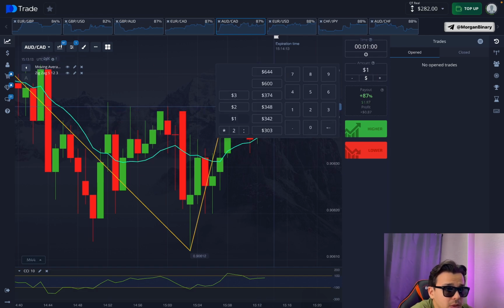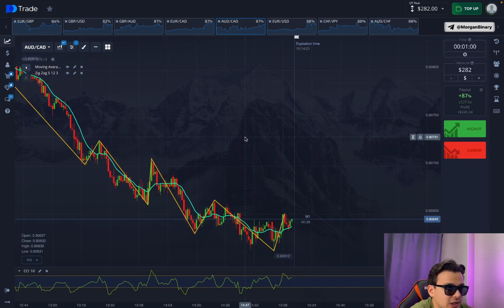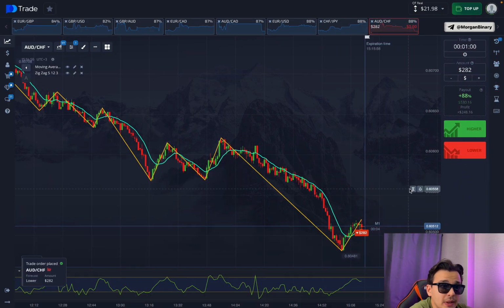Let's wait a bit. I will use the maximum of my balance for the next trade to ensure a bigger profit. Let's continue and analyze the next entry. Here, let's open a sell trade.